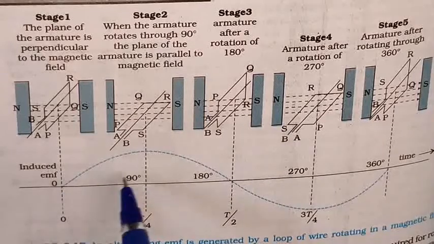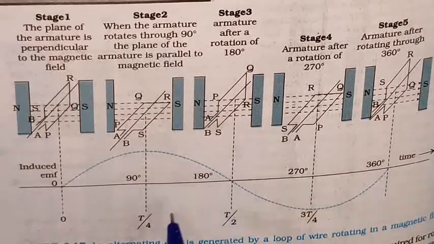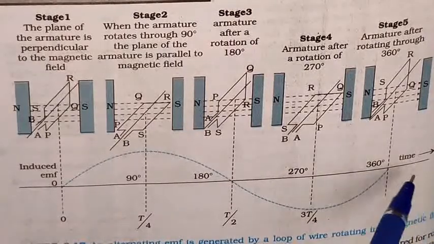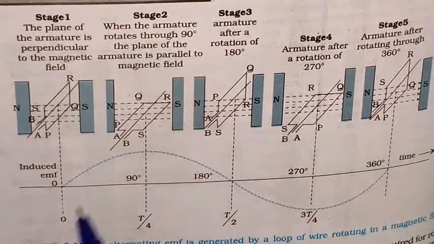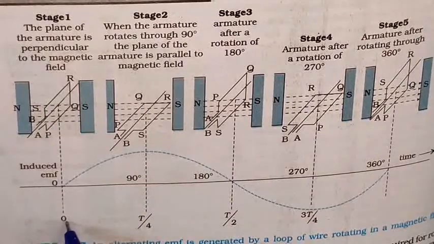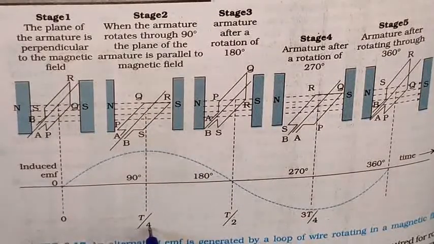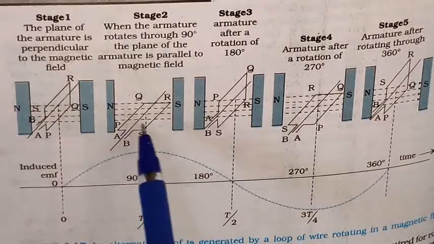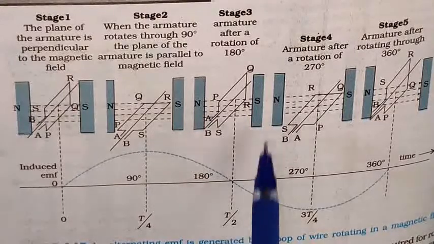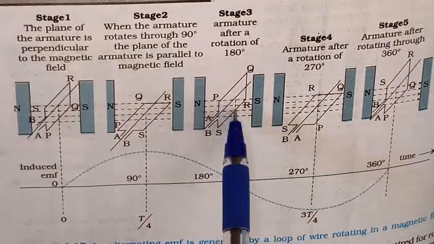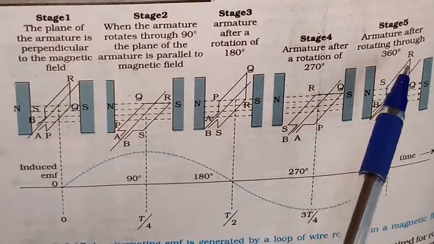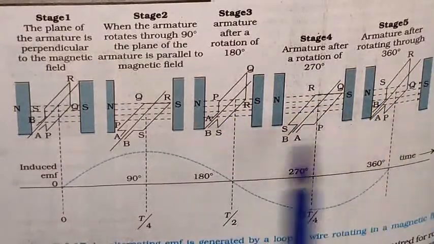The 0, 90 degree, 180 degree. Along the x-axis is time, and along the y-axis is induced EMF. The time is 0, and next T by 4 second, it is rotated through 90 degree, and next T by 2 second, it is rotated to 180 degree, next 270 degree, and 360 degree. Total rotation is given here.